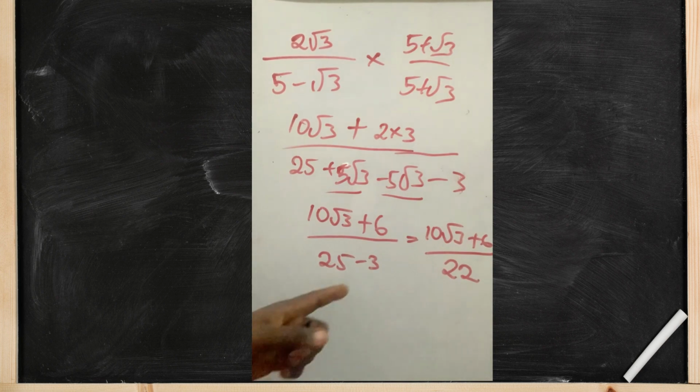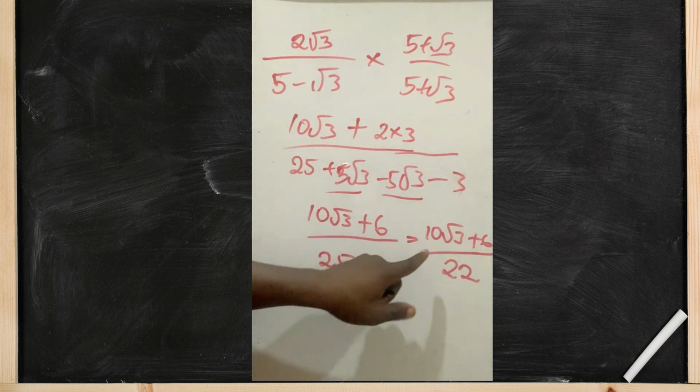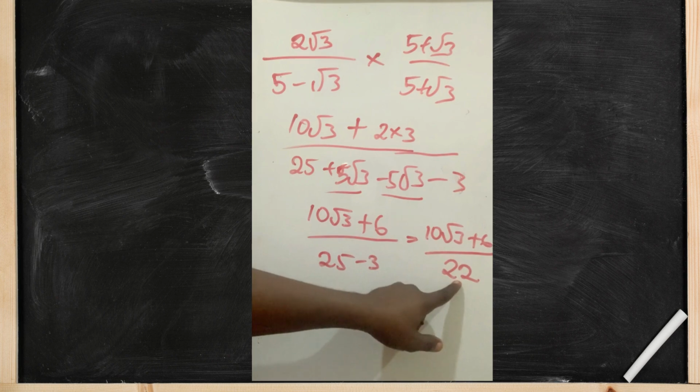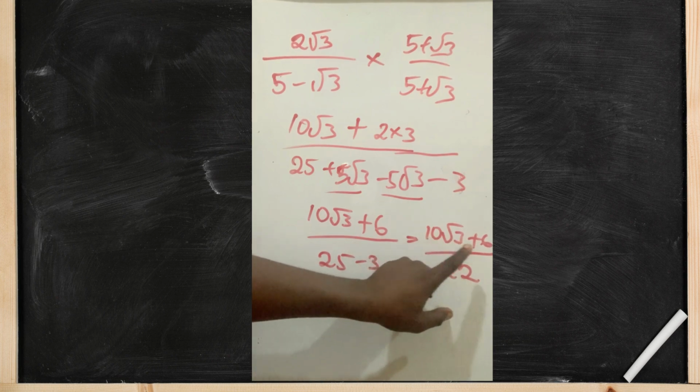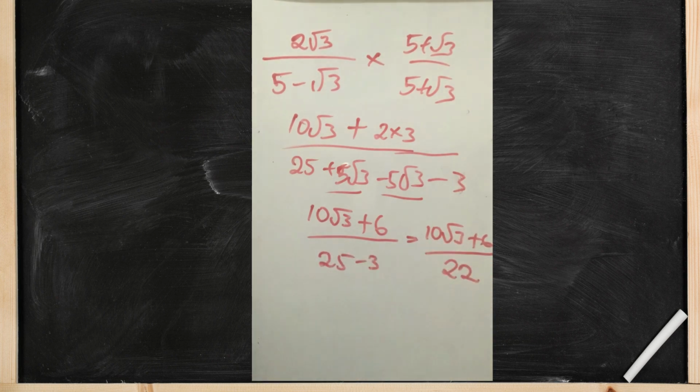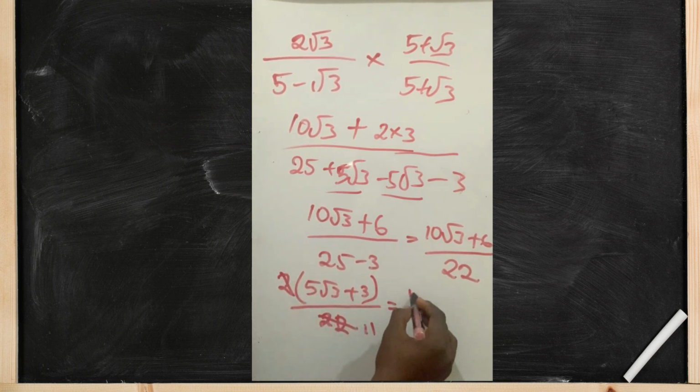Now, one more thing is happening here. This is divisible by 2. This is divisible by 2. This is divisible by 2. So you can factorize out 2 to have 5 root 3 plus 3 divided by 22. 2 here, 11, 2 gone. You can have the answer in the simplest form to be this.